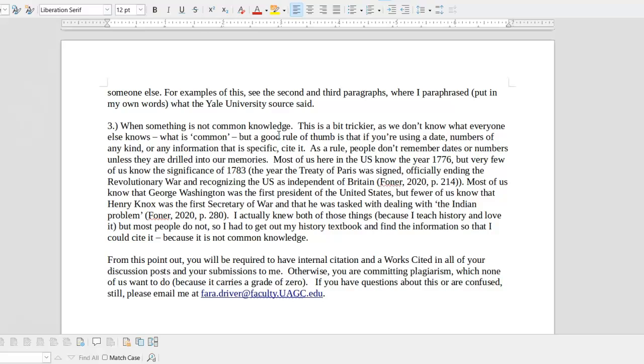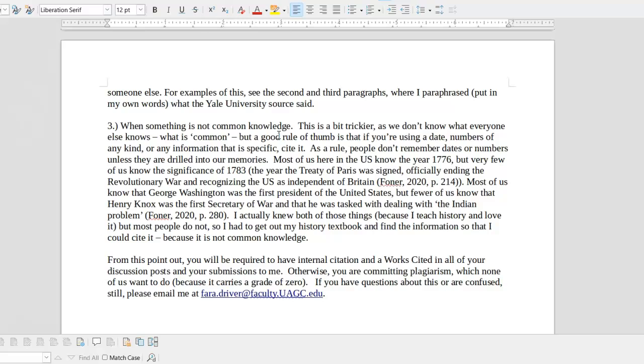So this is, again, stuff that is not common knowledge. I actually know this stuff because I teach U.S. history and because most of my research currently is in indigenous history in the United States. But because this is not common knowledge to you, I had to go get my trusty textbook out and find the information so I could cite it. Because even though I know it, I know that you don't. So that's kind of what common knowledge is.